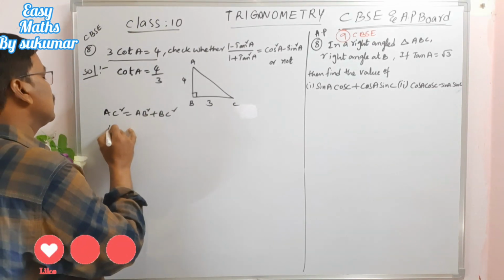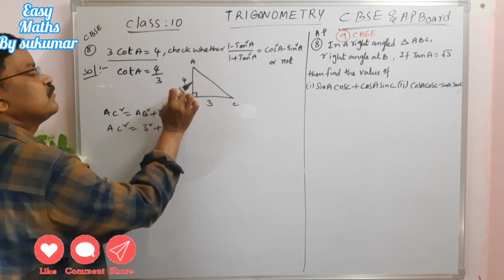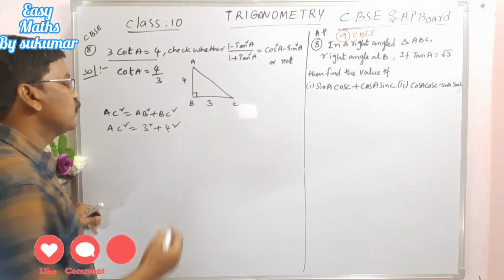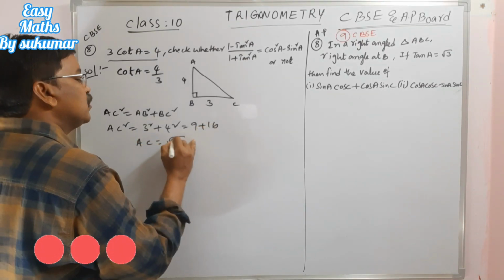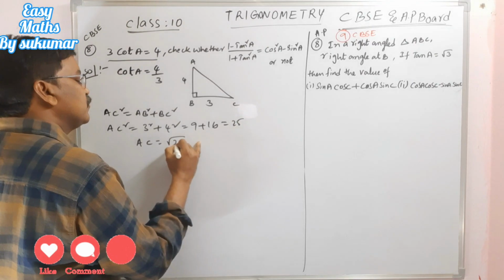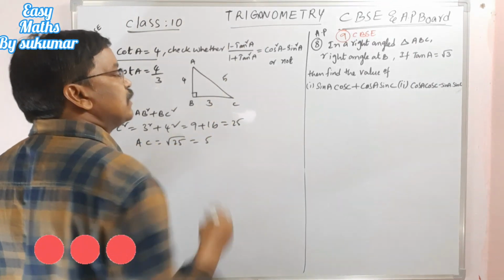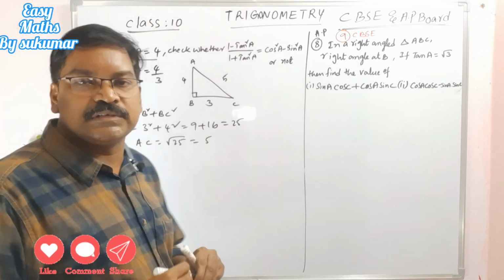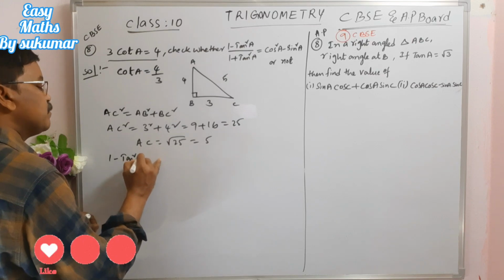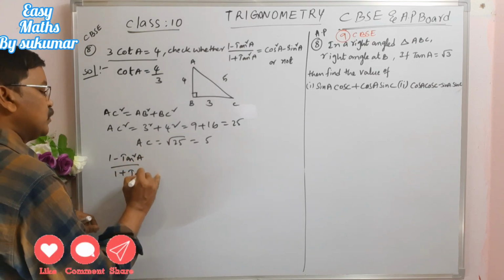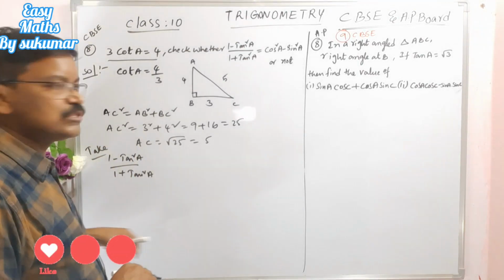So AC square is equal to, my dear students, 3 square plus 4 square. Why? This is 4 and this is 3. 3 square plus 4 square, that is 9 plus 16. So AC is equal to square root of 25, which is 5. So my dear students, the hypotenuse value we get here is 5 centimeters. Okay, let us substitute in 1 minus tan square A by 1 plus tan square A.